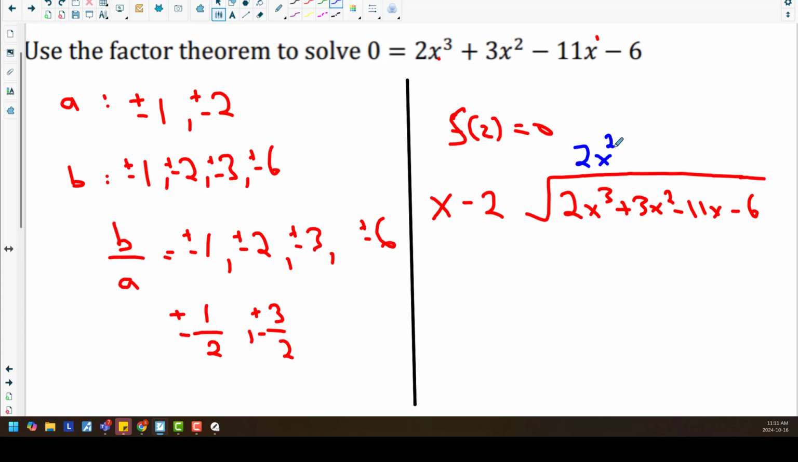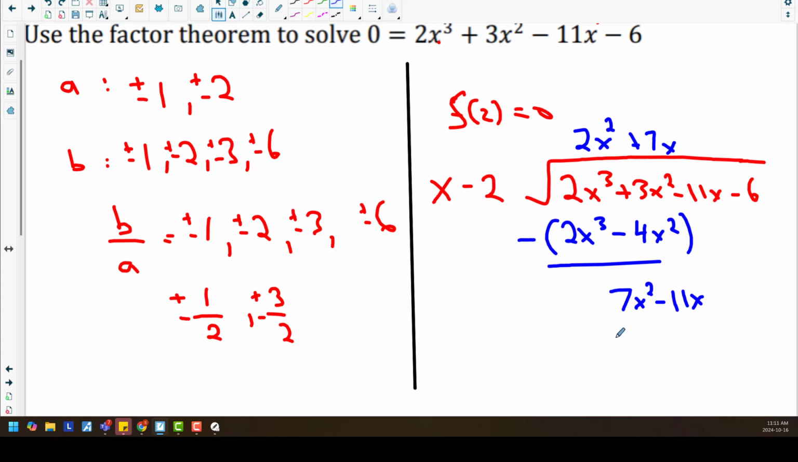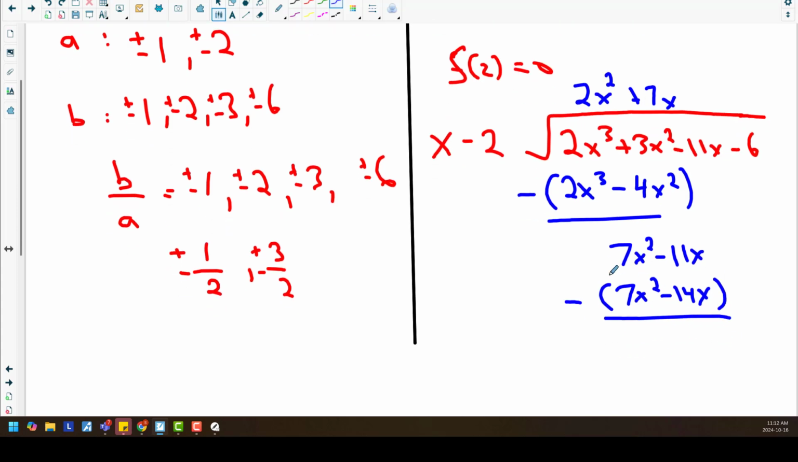So 2x squared times x is going to give me 2x cubed. And 2x squared times negative 2 is going to give me negative 4x squared. Remember the negative sign there, so subtraction, boom, boom. 3 plus 4, 7x squared minus 11x. So here we're going to have plus 7x, because 7x times x is 7x squared, and minus 14x goes here. So we got a nice subtraction here. 7 minus 7, 0. Negative 11 plus 14, that's going to be 3x minus 6.